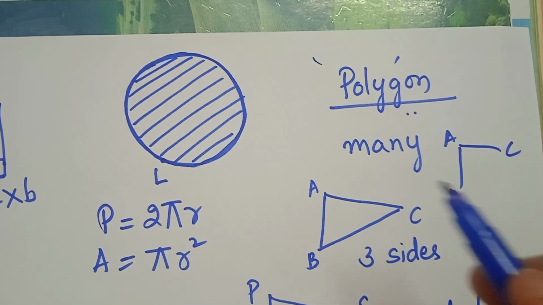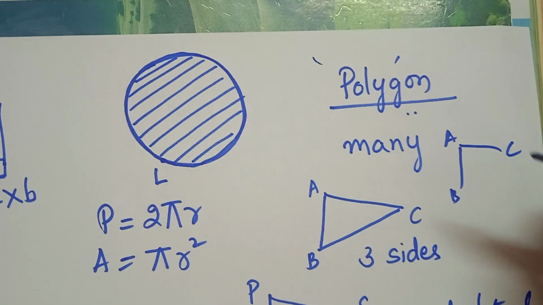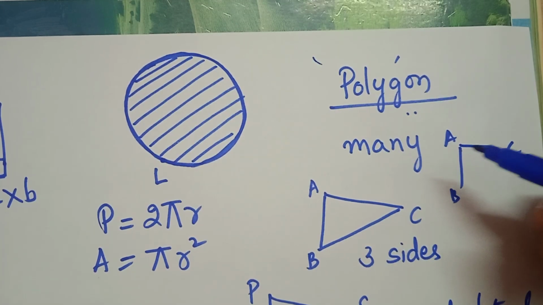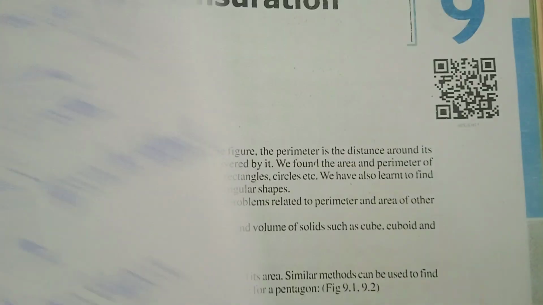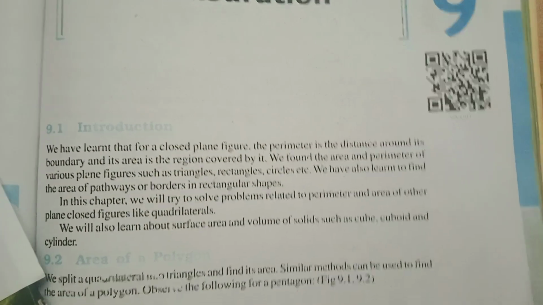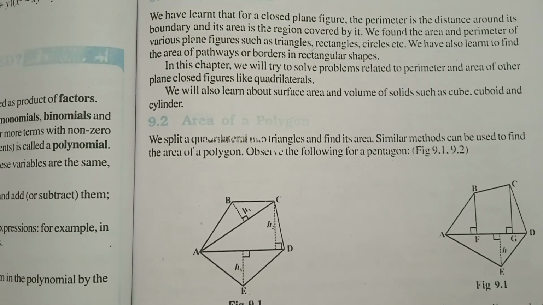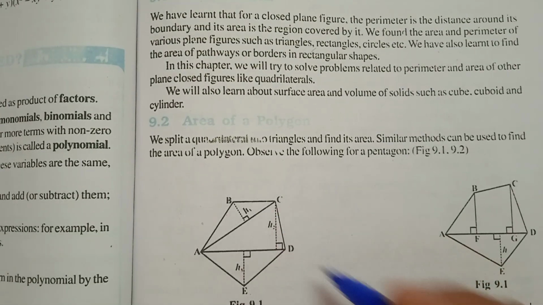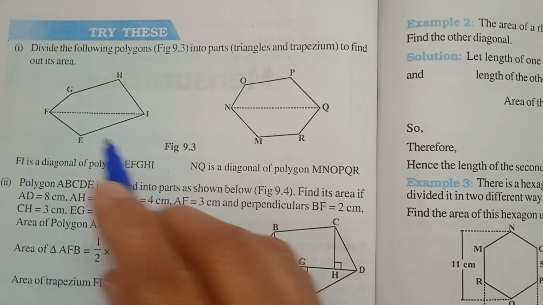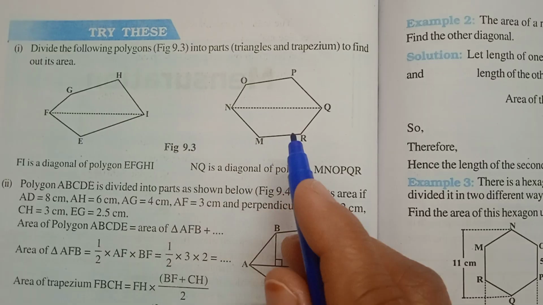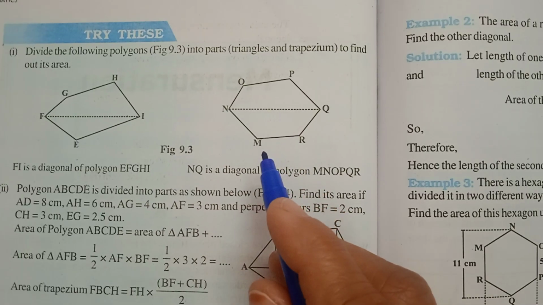So in the mensuration chapter, they have given an introduction about the perimeter, area, and the concept of polygons. That only they have told. Next I am going to explain this part with the help of these two problems. I'll solve these two problems in the next video.